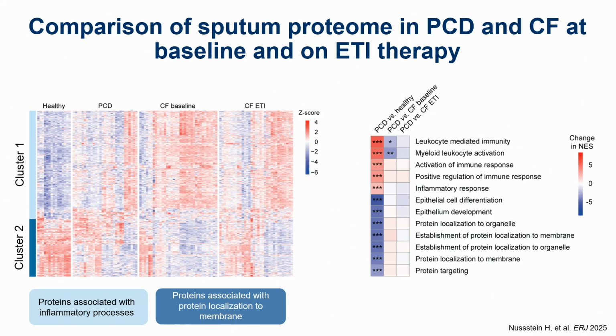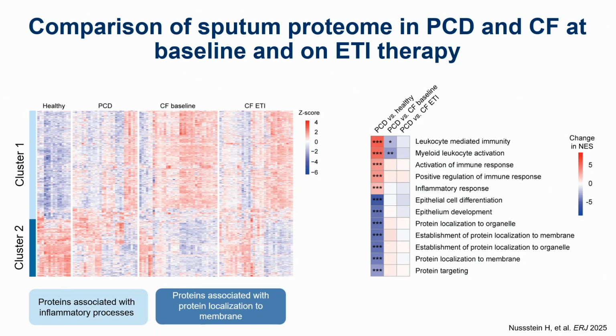And cluster 2 was more the opposite picture. It contains proteins that were less abundant in PCD and CF baseline and enriched in healthy individuals. Here we found proteins that were linked to protein targeting and localization to membrane. And then you can do, of course, several analyses in proteomics.